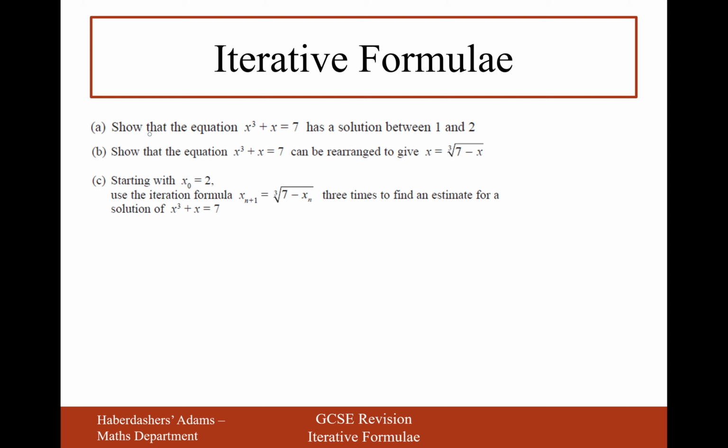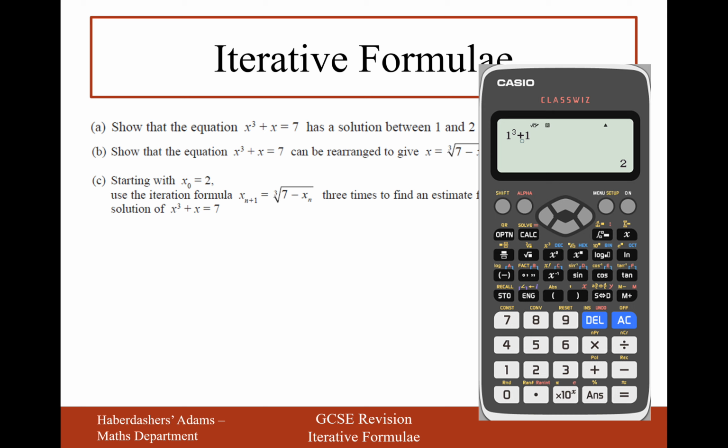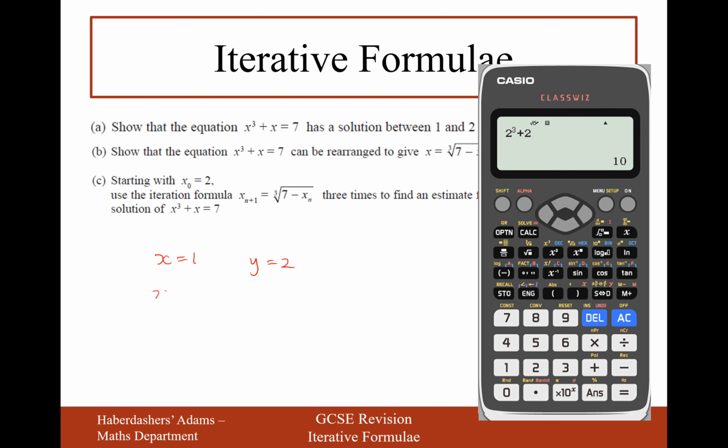Okay, so the first part, part A, is show that the equation x cubed plus x equals 7 has a solution between 1 and 2. The way we do that is we put the number 1 into the equation: when x equals 1, the output is 2. And when x equals 2, the output, we'll call it y, is equal to 10. So, because the output we're looking for in the equation is between 2 and 10, there must be a solution between 1 and 2. And we have to write that out as a sentence to answer this question fully.